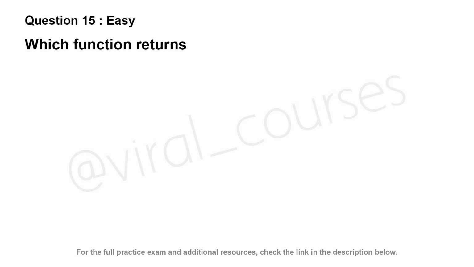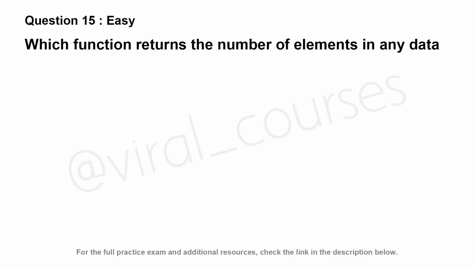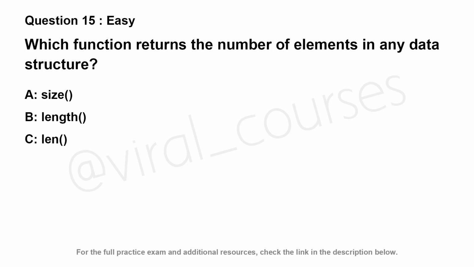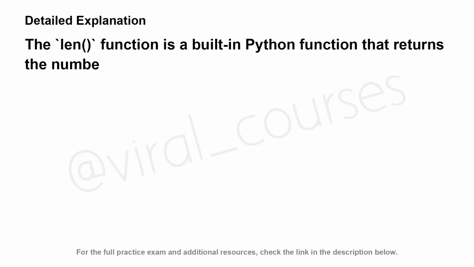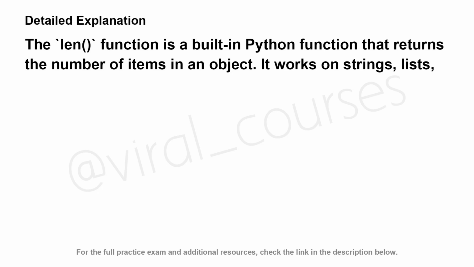Which function returns the number of elements in any data structure? Option A, size. Option B, length. Option C, len. Option D, count. The correct answer is C. The len function is a built-in Python function that returns the number of items in an object. It works on strings, lists, tuples, dictionaries, and sets.